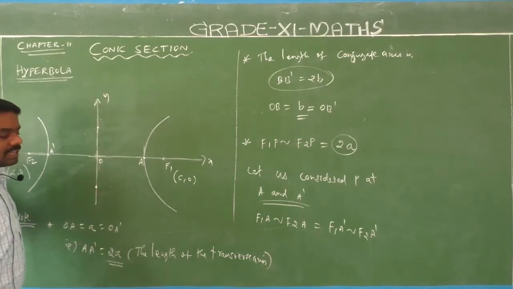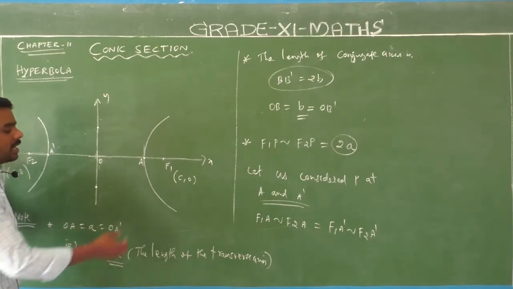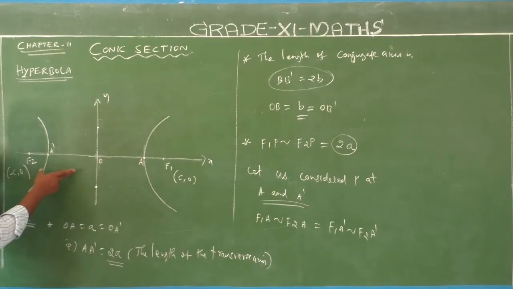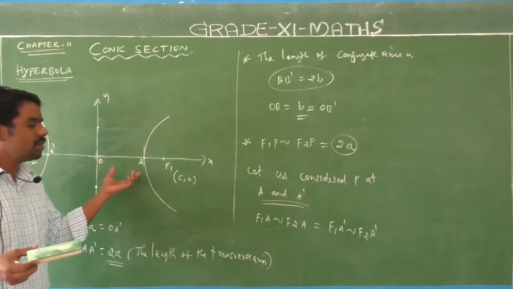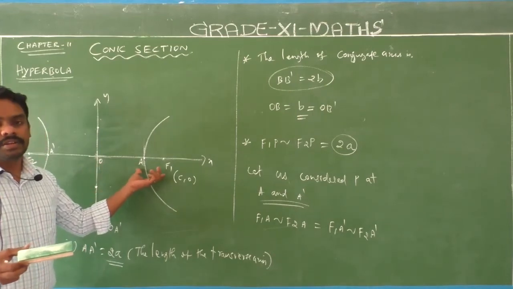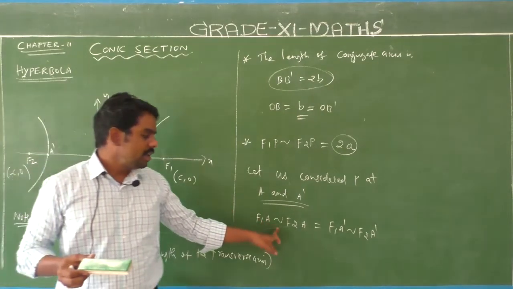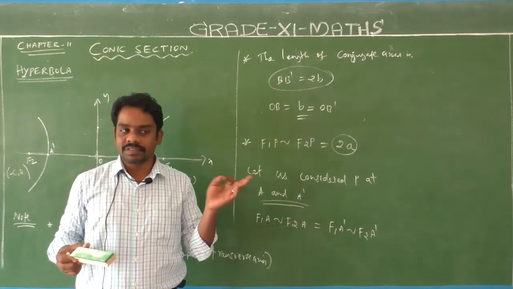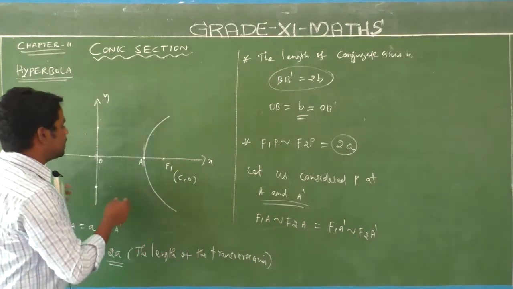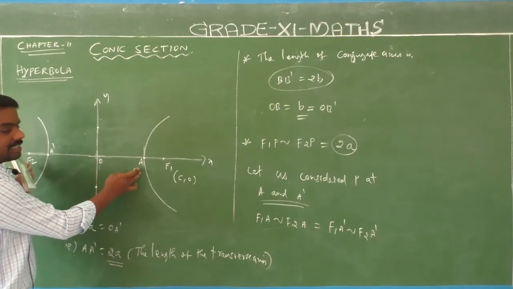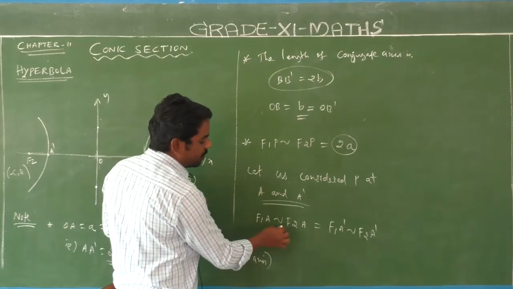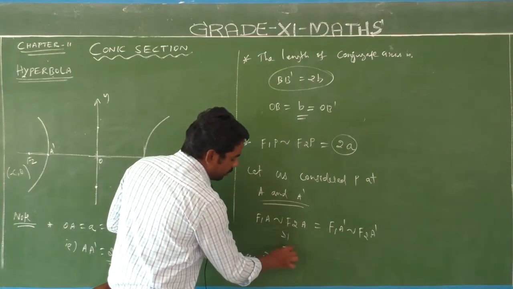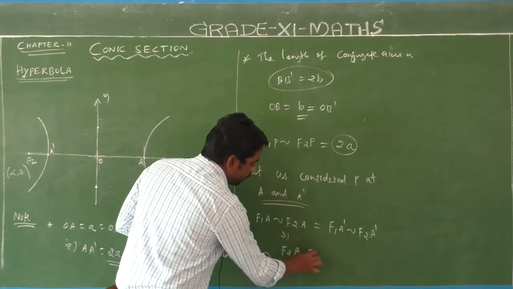That is the length of the transverse axis. Okay, right. Here, for F1A and F2A, which distance is greatest? F2A is the greatest value and F1A is the smallest value. So the difference means furthest distance minus closest distance. Here the furthest distance is F2A, the longest one, and F1A is the smallest value. So the difference is F2A minus F1A.